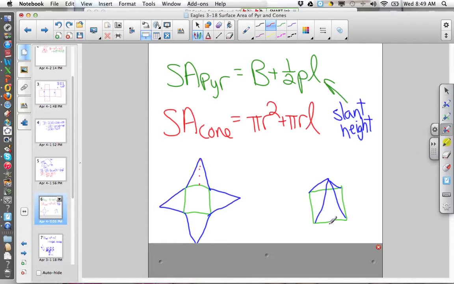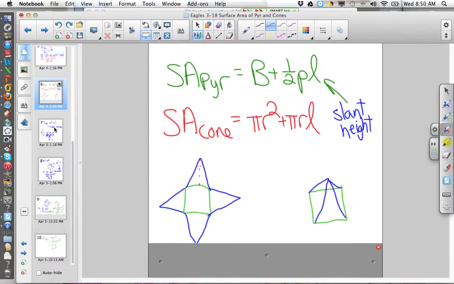So imagine that we take a pyramid and we flatten it out. There are 5 total faces here. You could add up those sides, or you could use our shortcut, which is this formula. Let's try an example for a surface area of a pyramid problem.